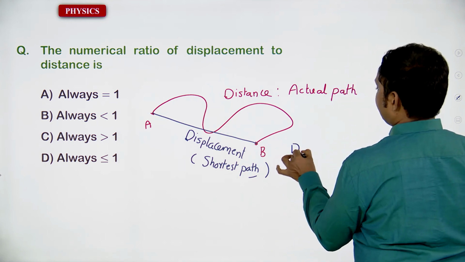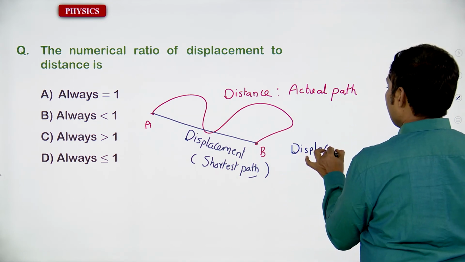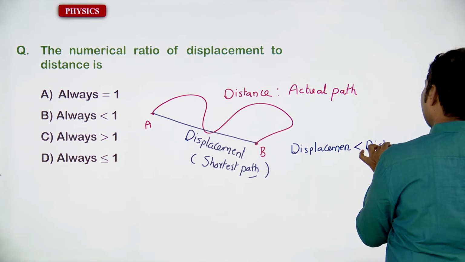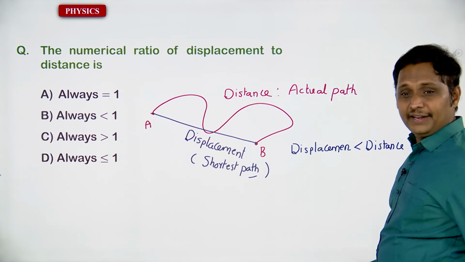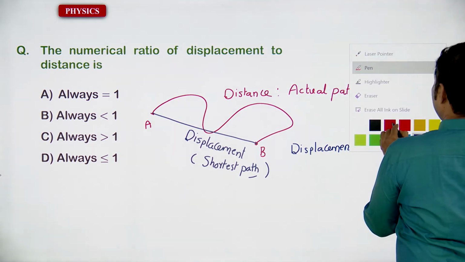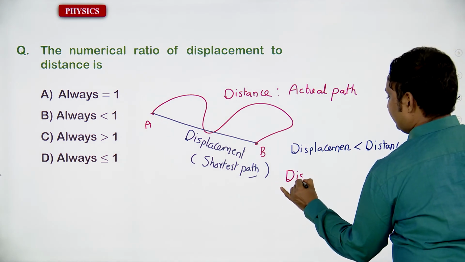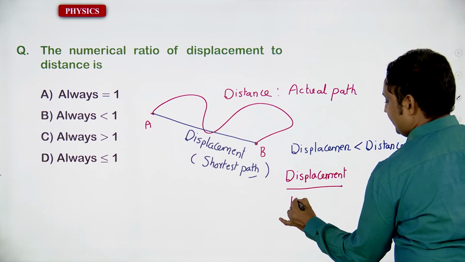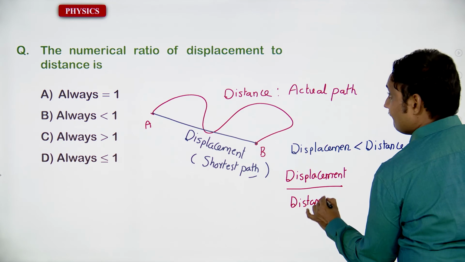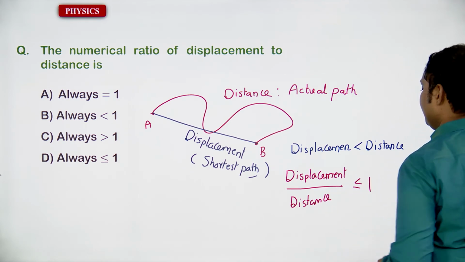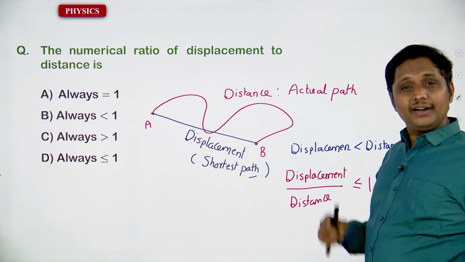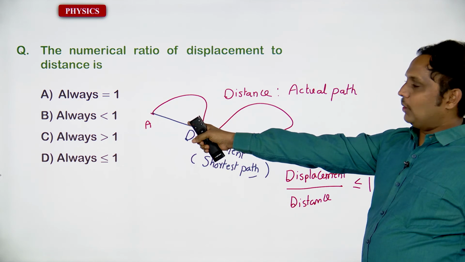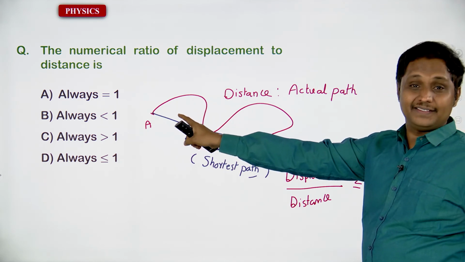You will take that displacement is less than that of distance. Yes, do you agree? This is very clear. Therefore, displacement by distance, you have to take this. It's going to be either equal to 1 or less than 1, never greater than 1. You have to get that. There is no possibility, always less than 1.